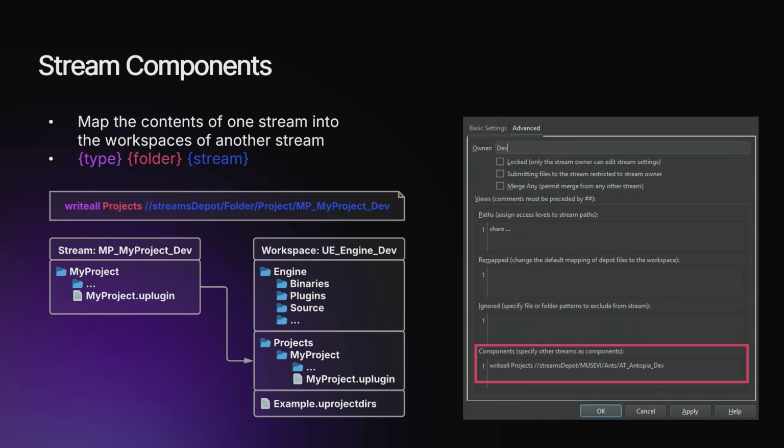And that's using stream components. What this allows us to do is essentially create a separate stream for our project. And then we can map the contents of that stream to any workspace created for our engine. So if you sync your engine stream, you'll also get your project in a subdirectory.